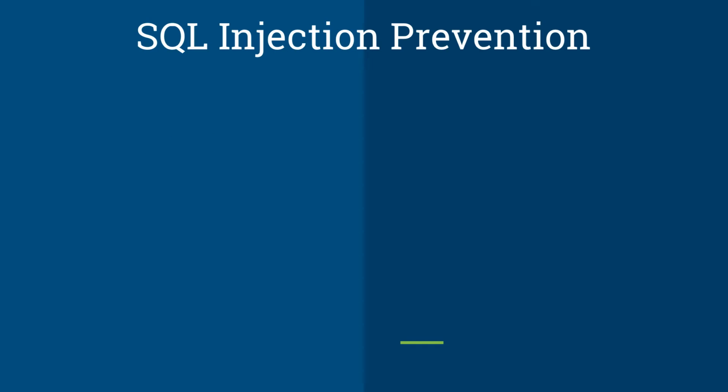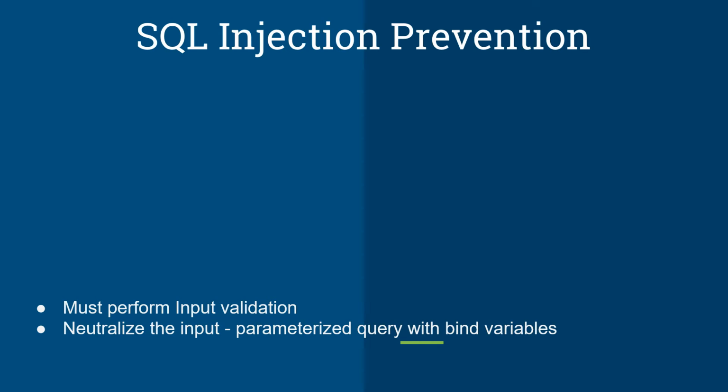Now if we look specifically at the particular injection types that we saw in the A1 injection tutorial, the link to which is in the description box below. The first one was SQL injection. For SQL injection, we must perform our input validation, ensuring that we receive what we should really be expecting. Secondly, we need to neutralize the input from the presentation tier. How this is commonly done is through the use of a parameterized query with bind variables, and you want to stipulate the use of the bind variables.